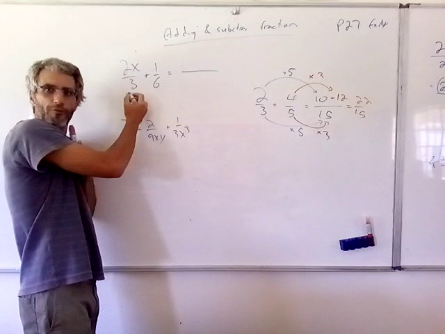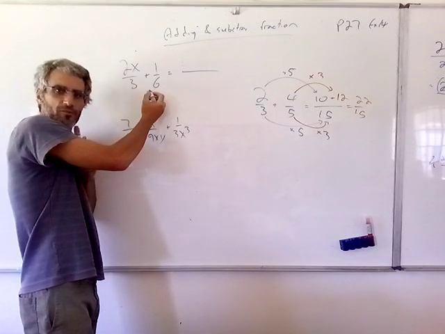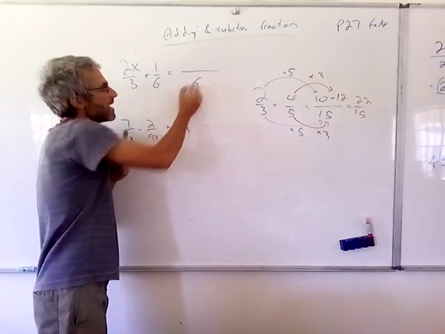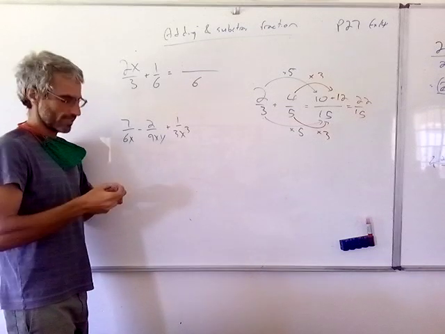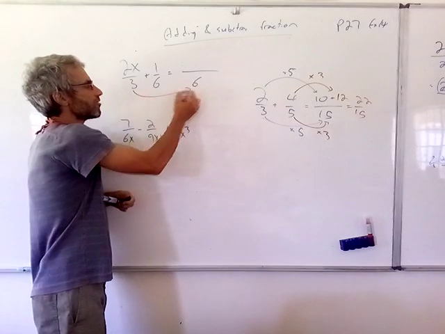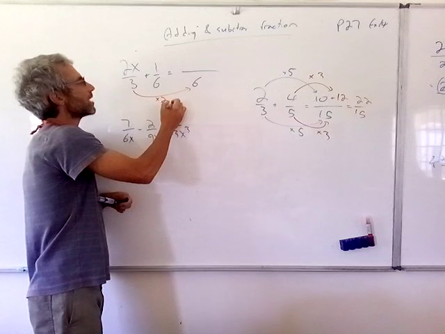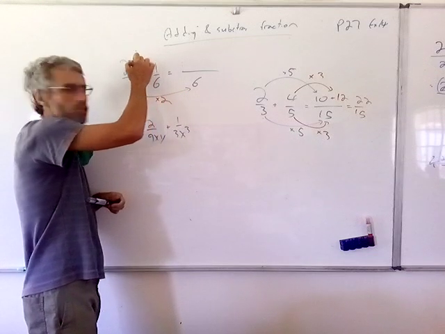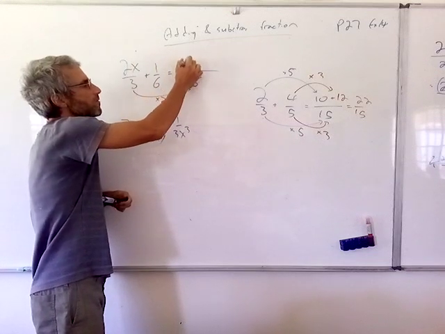6 is a multiple of 3, right? 3 times 2 is 6. And 6 is obviously a multiple of itself. So in this case, the common denominator is 6. I had to multiply 3 by 2, so I must multiply 2x also by 2 to give 4x.